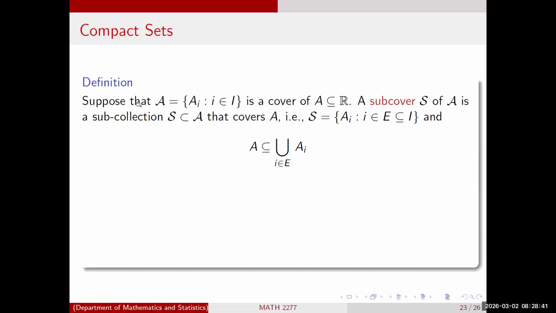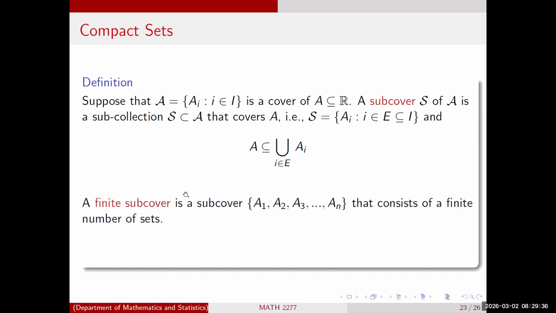Suppose that script A is a collection of these A_i's, and this collection is a cover for the set A. We say that a subcover, script S of A, is a subcollection of the original collection A that covers the set A. In other words, S is equal to the collection A_i where i now ranges over E, and E is a subset of the index set I. So you don't need all the indices of I, you just need E of them, and A is still somewhere in this union. So this is a subcover.